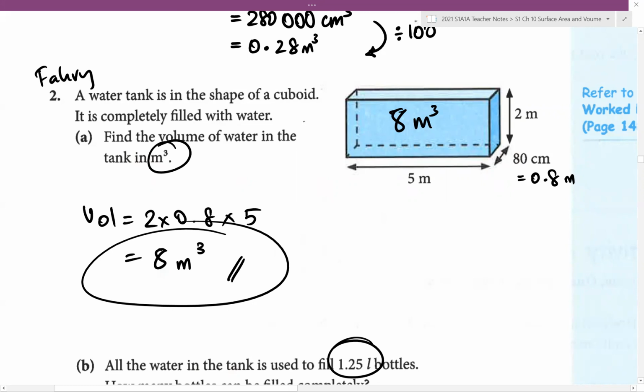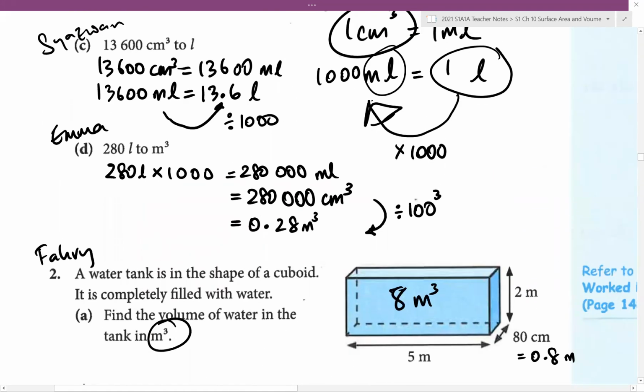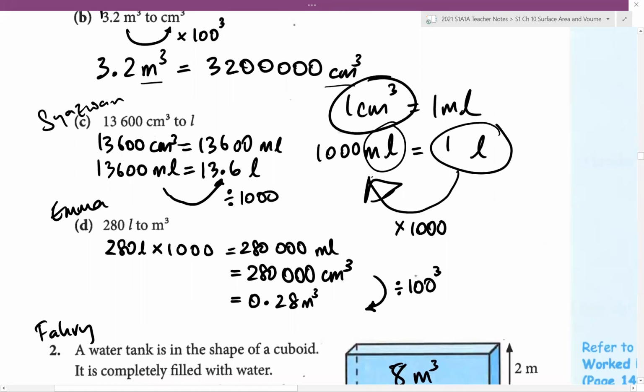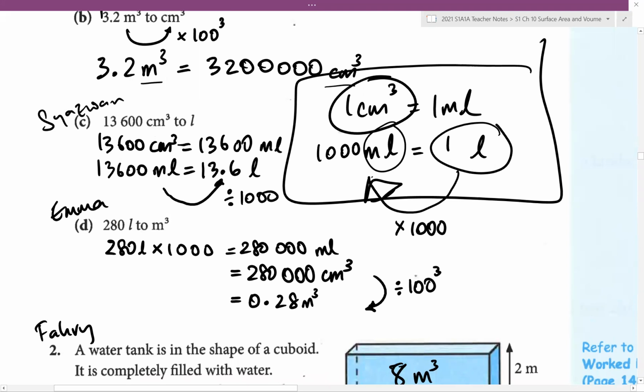I cannot use Google during exam. But Shaswan already helped us. Look, this is the method to change. cm cube to milliliter. Milliliter to liter. Yeah, we can change it that way. So we can convert our cubic meter to liter. We can convert liter to cubic meter as well. So it's really your choice.